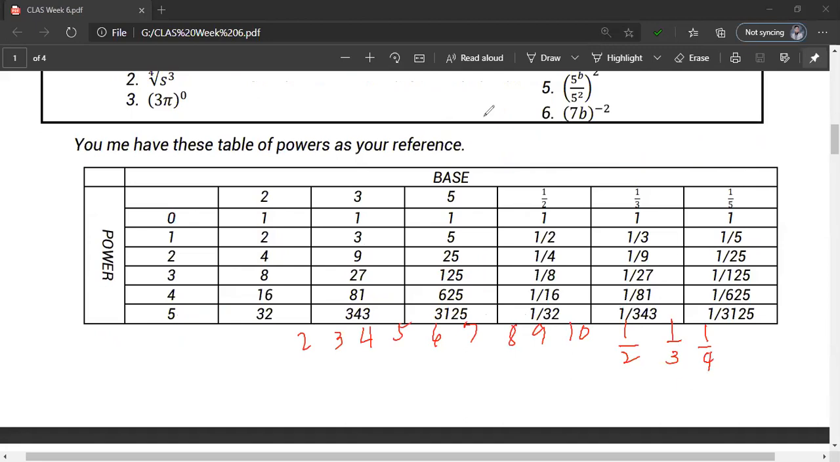Okay? So, yun po. Pwede rin maglagay kayong negative na power. So, you can put -1, -2. Okay? So, bahala kayo. Para guided lang kayo.